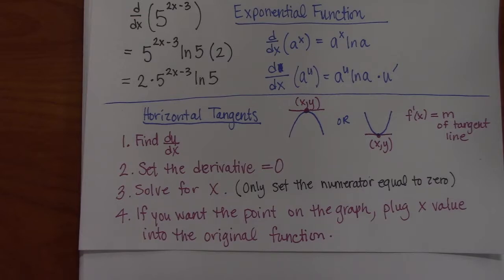But I think that's what threw a lot of people off when we did the implicit differentiation section. We had you looking for horizontal tangents and vertical tangents. For horizontal tangents, the numerator needed to be 0. For vertical tangents, we were setting the denominator equal to 0.